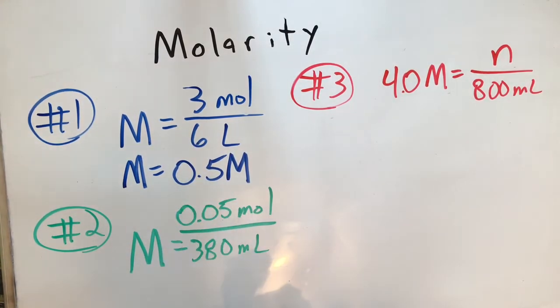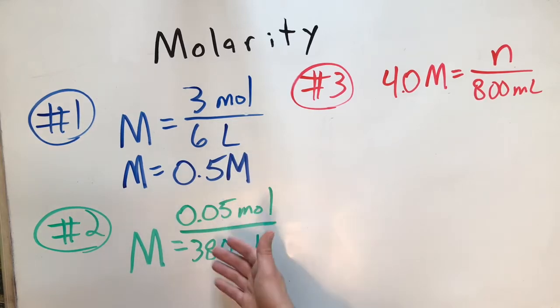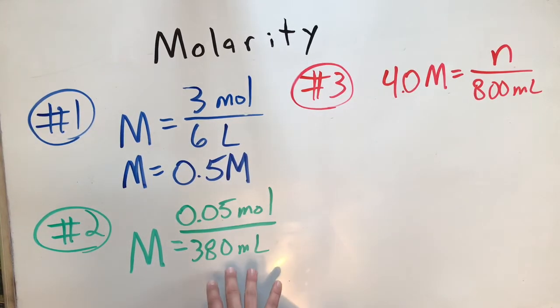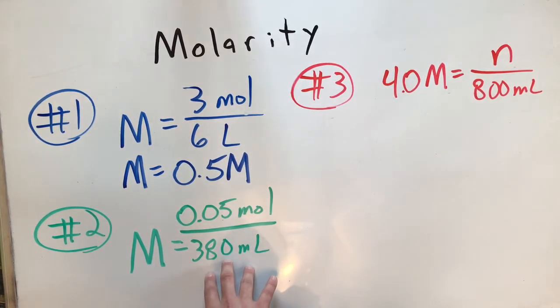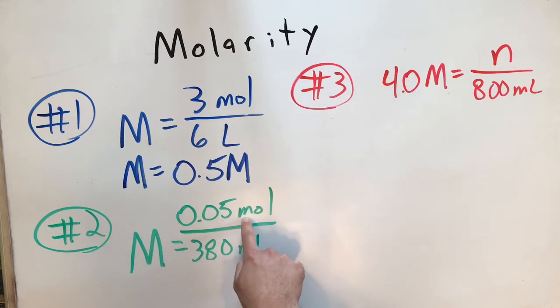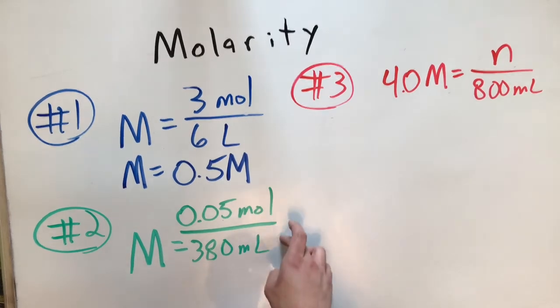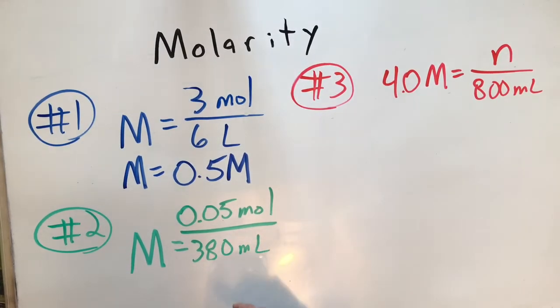The setup is similar. I'm still trying to solve for molarity, the concentration. But I don't have quite as nice numbers this time. This is more like one I'd have to put into my calculator. I'm seeing that I have 0.05 moles over 380 milliliters. This is not the molarity formula. The molarity formula has to be in liters. So I'm going to need to change this number down here.